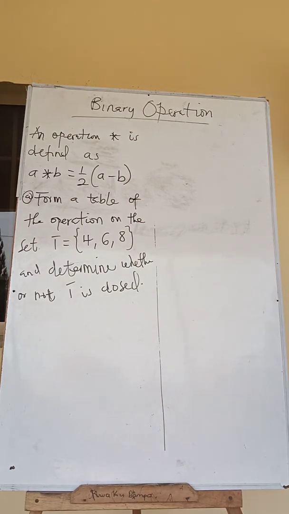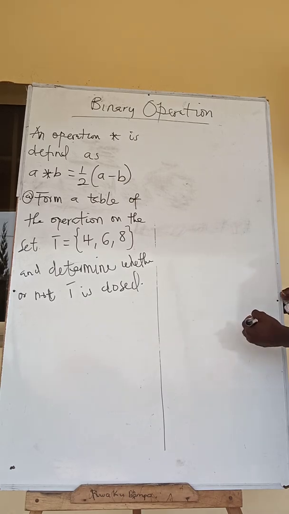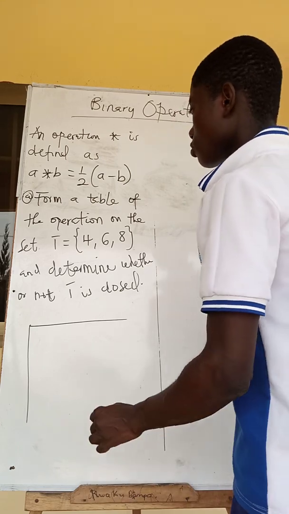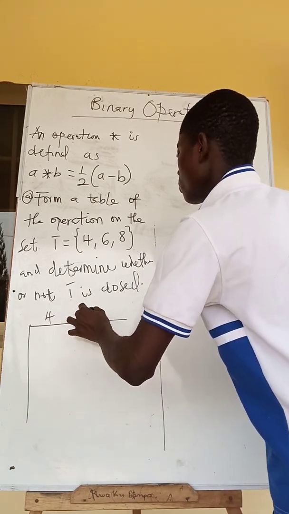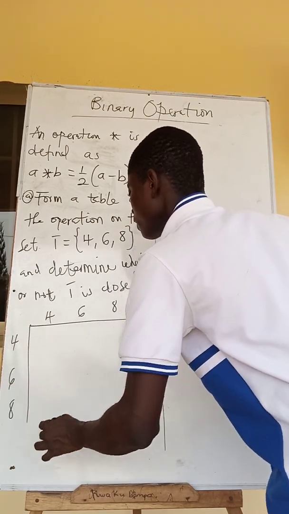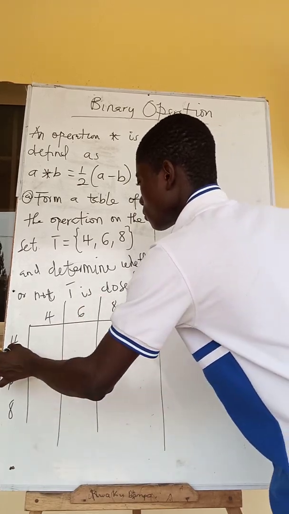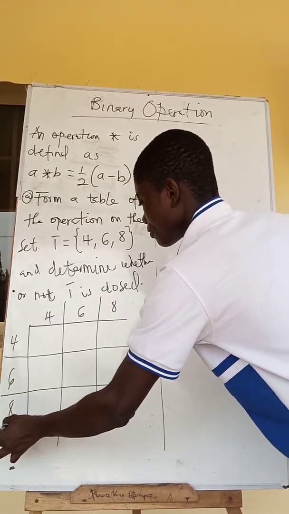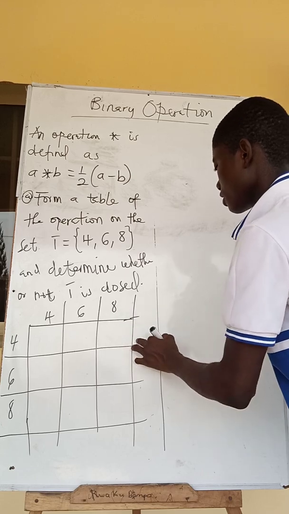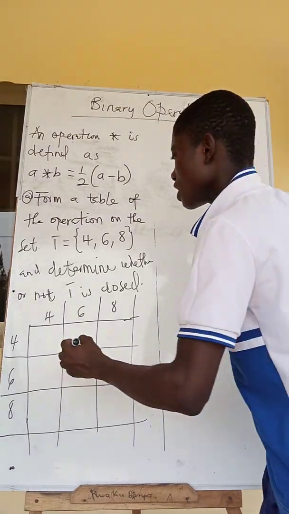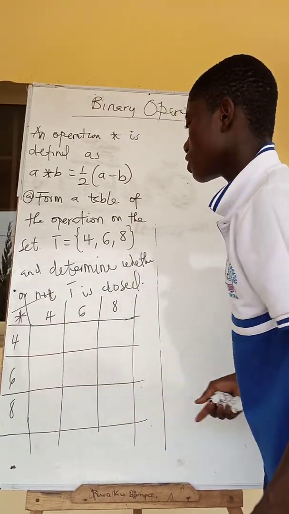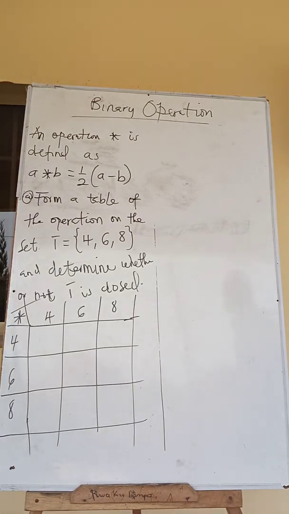So first, we are forming a table on this set. Let's draw our table. We have 4, 6, 8 across the top, and 4, 6, 8 down the side. And this is the operation. Don't forget, this is our operation, so all of this is going to work with the operation star.